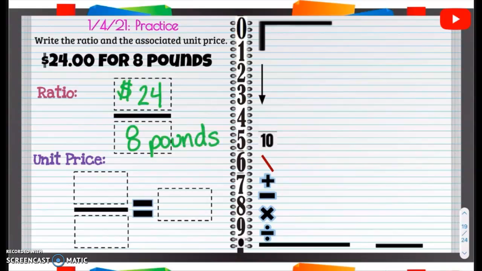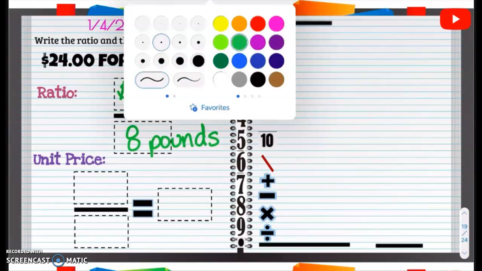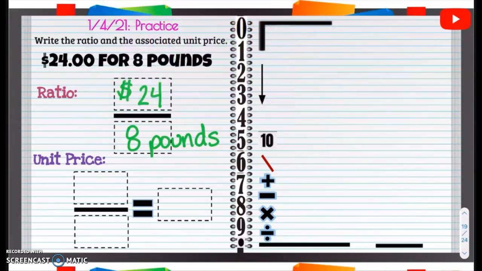Now, when we have $24 for 8 pounds, what I'm going to do is I'm literally going to take that ratio and I'm just going to write it down here. So $24 and 8 pounds. All that we're doing here is dividing. This literally means divide. So all we're doing is dividing.